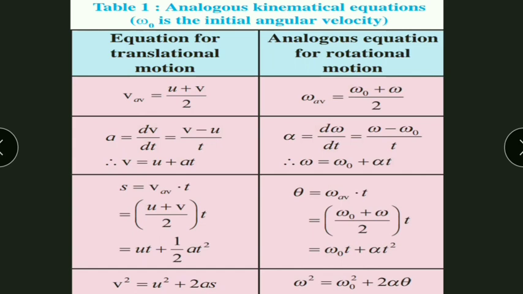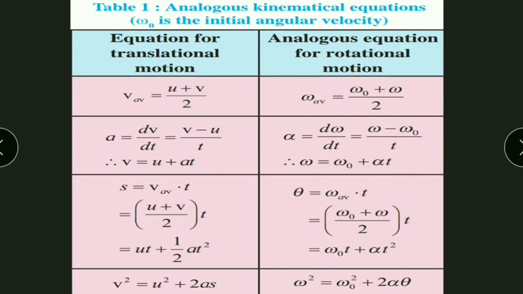Similarly, we can write kinematical equations for rotational motion using analogy. Here v is replaced by omega, a is replaced by alpha, and s is replaced by theta. So for v equals u plus at, we get omega equals omega naught plus alpha t, where omega is final angular velocity, omega naught is initial angular velocity, alpha is angular acceleration, and t is time.